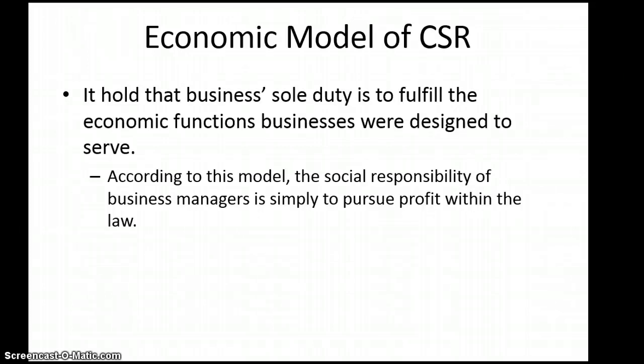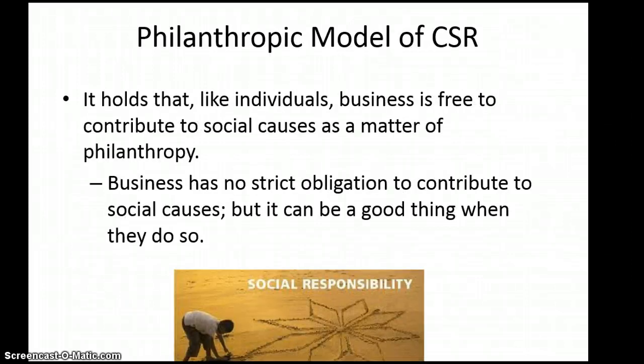Oftentimes when people think of corporate social responsibility, they think of the philanthropic model, which is the second model, and don't always consider the economic model. The philanthropic model may be one that you're more familiar with. It holds that, like individuals, a business is free to contribute to social causes as a matter of philanthropy. A business has no strict obligation to contribute to social causes, but it can be a good thing when they do so.